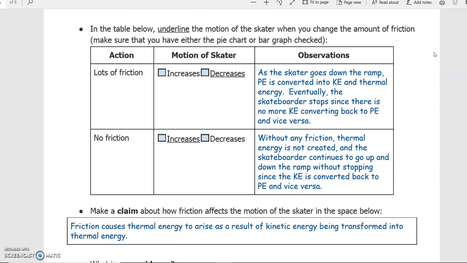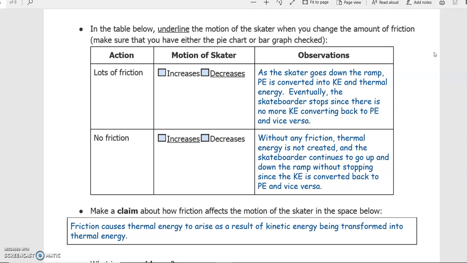Moving down to this table, we can see that as we decrease friction, the motion of the skater increases. So what this means is that when there is friction, potential energy is converted to both kinetic energy and thermal energy. This means that eventually the skateboarder will stop because there will be so much thermal energy that our total energy will have mainly thermal energy, and there will not be enough kinetic energy that will convert back to potential.